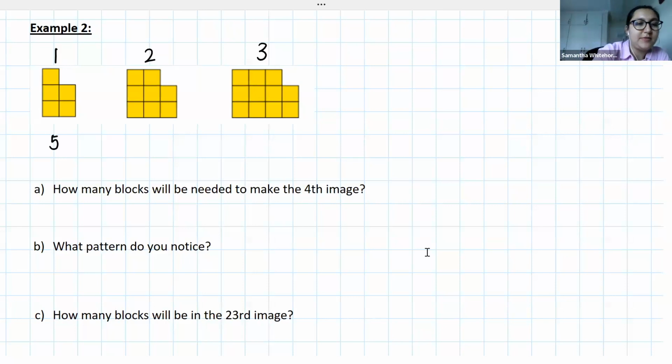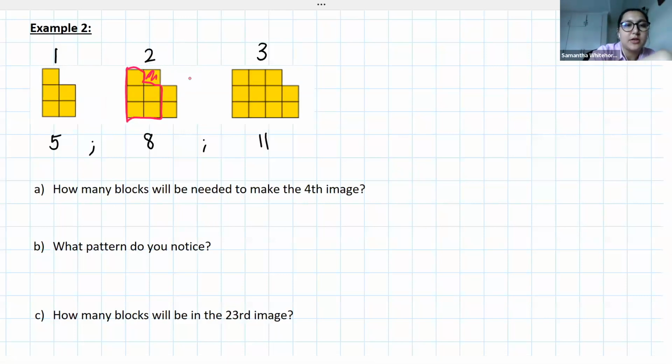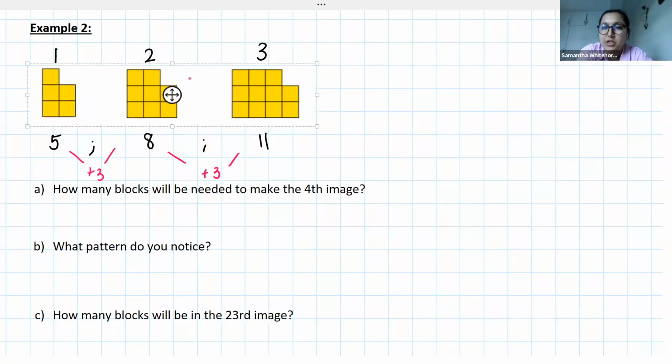Good. Okay, so we've got 5; 8; 11. We separate with a semicolon when we do number patterns. Now, if we just have a look at the picture, hopefully what you can see is that if we take this original shape and we transfer it, we are actually adding 3 blocks each time. So here are my extra 3 blocks that I'm adding, which is why in my pattern, 5 plus 3 is 8. 8 plus 3 is 11. I'm adding those extra 3 blocks on the end each time in order to get my next image.